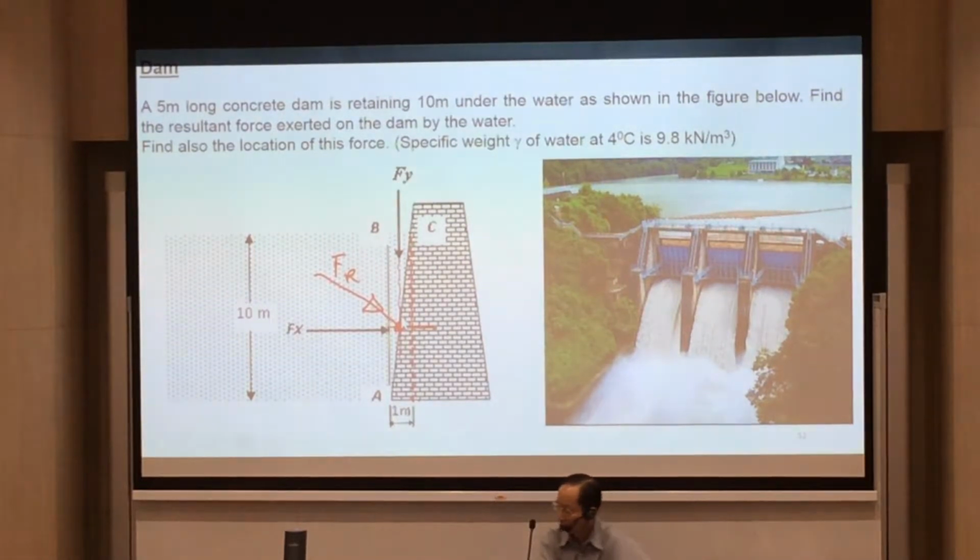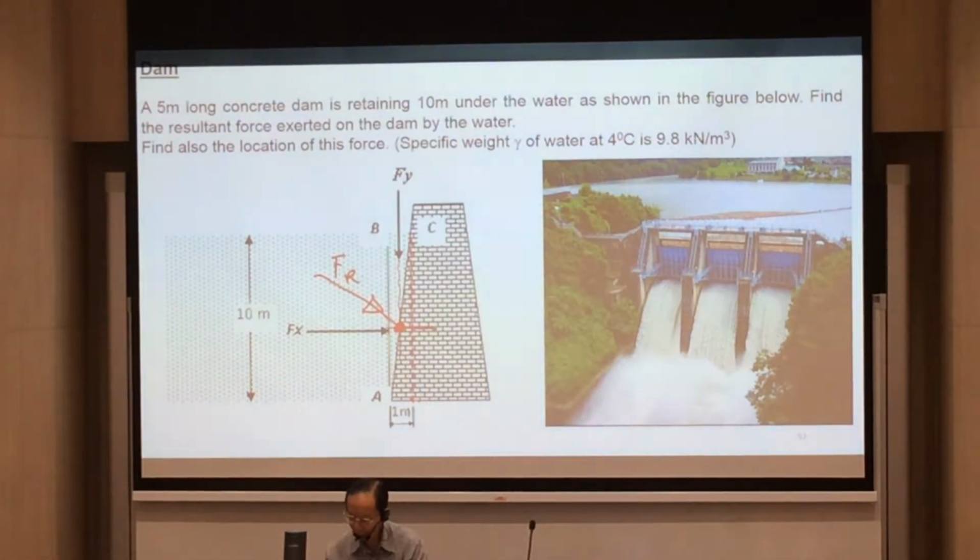Alright? And of course, the magnitude is 2462. Okay? So finding where Fy is, we'll therefore be able to locate this point. So Fy is the vertical component of Fr, and Fx is the horizontal component of Fr. Okay? So Fr is at this point, which is again 0.33 meters from this vertical line. Alright?